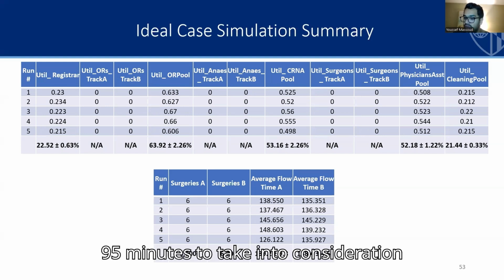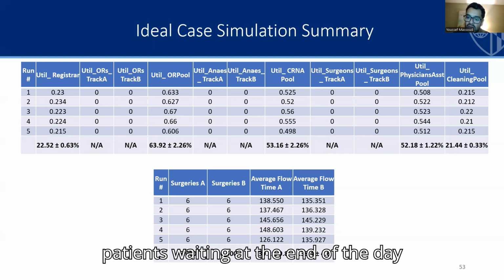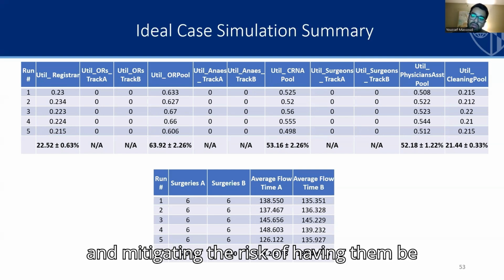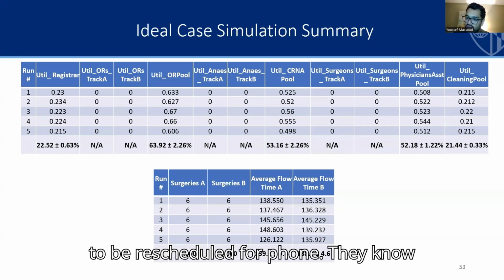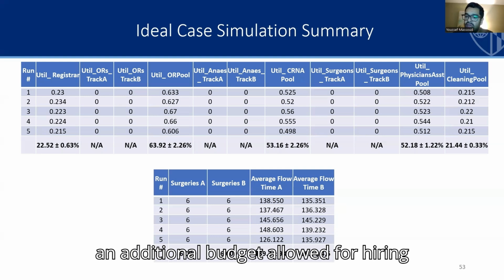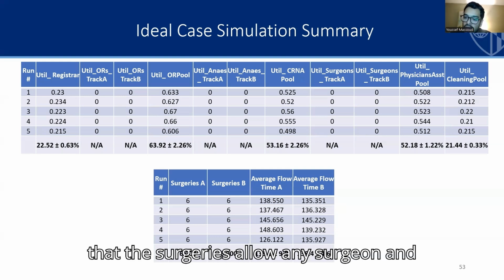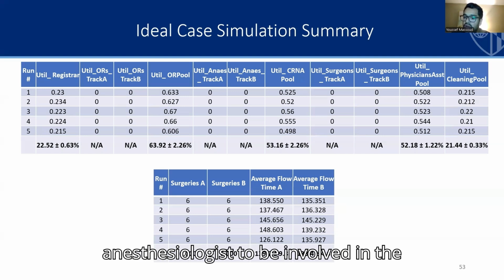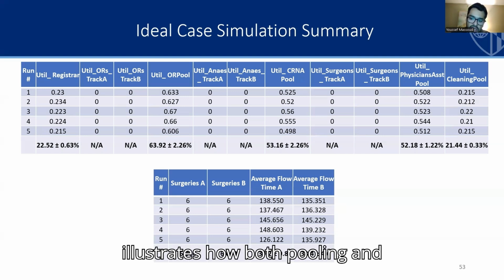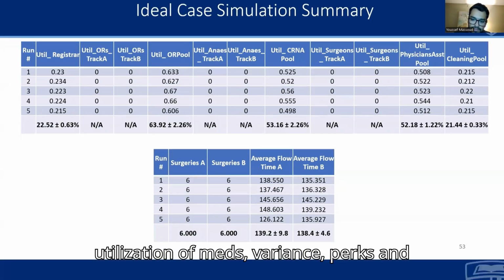The arrival time was also slightly increased to 95 minutes to take into consideration patients waiting at the end of the day and mitigate the risk of having them be rescheduled for the following day. Note that this option does assume that there's an additional budget allowed for hiring 2 additional staff members, a CRNA and a physician assistant. It also assumes that the surgeries allow any surgeon and anesthesiologist to be involved in the patient care. Overall, this scenario illustrates how both pooling and utilization matter, variance hurts, and psychology matters.